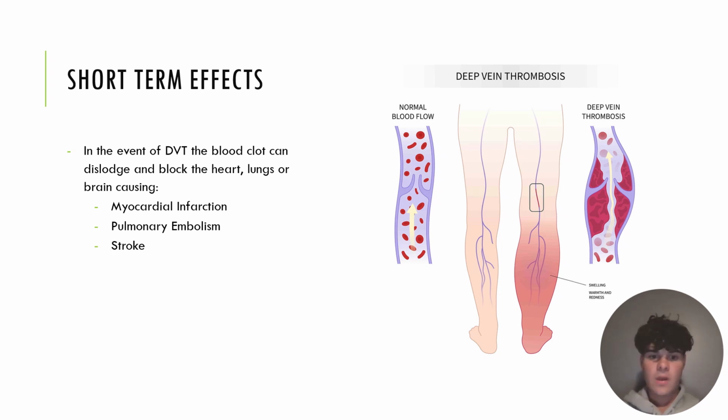Short-term effects. In the event of DVT, the blood clots can dislodge and block blood returning to the heart or the lungs. This can cause a myocardial infarction, a pulmonary embolism, which is a blood clot that forms in the lungs. A myocardial infarction is also known as a heart attack, or an ischemic stroke, where there's a blood clot that gets lodged in the brain, which does not allow oxygen and fresh blood to reach the brain, causing brain cells to die off.